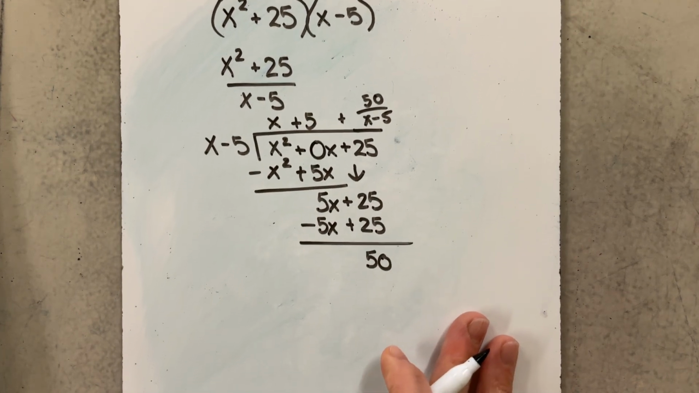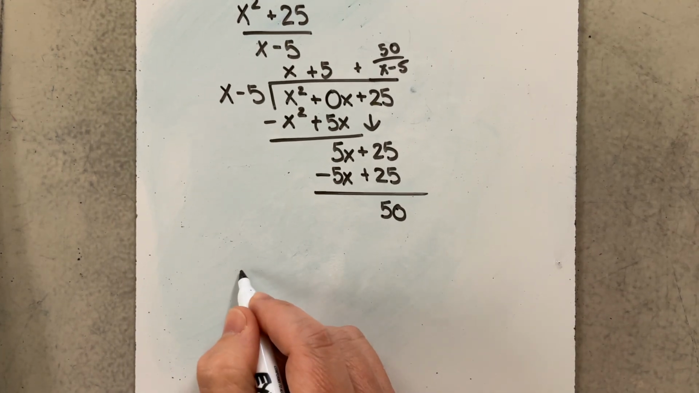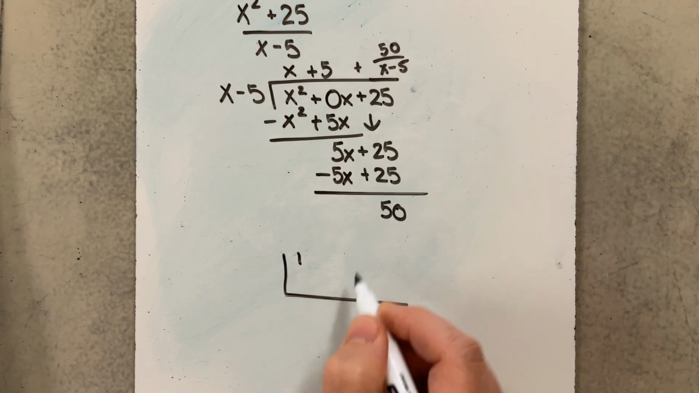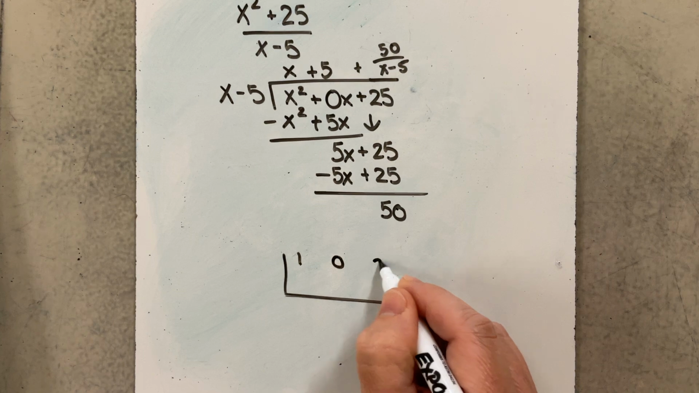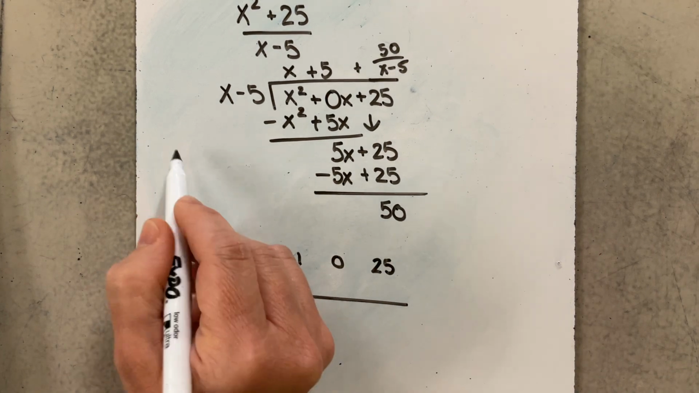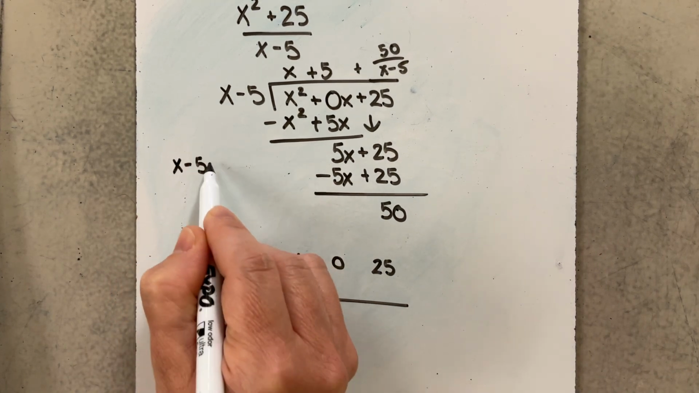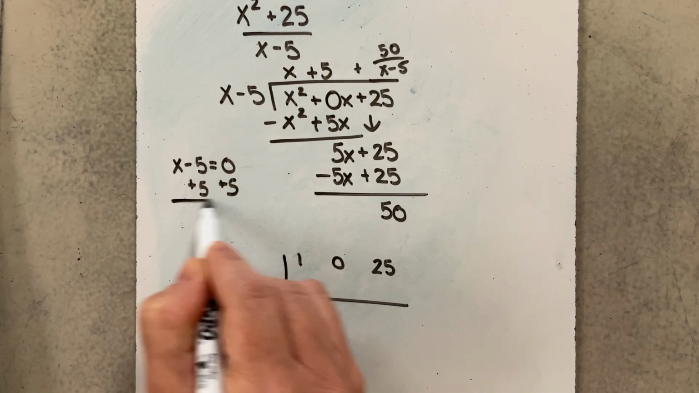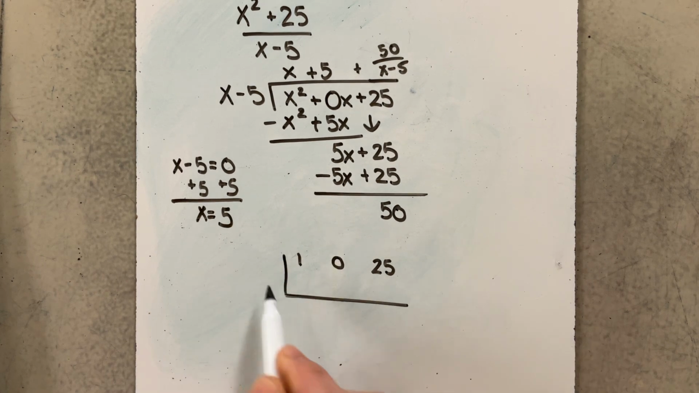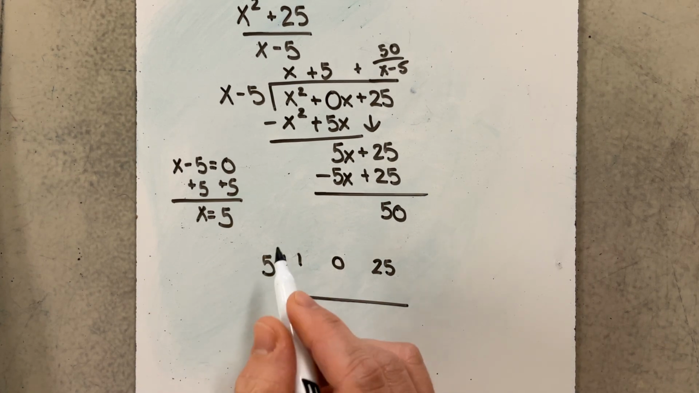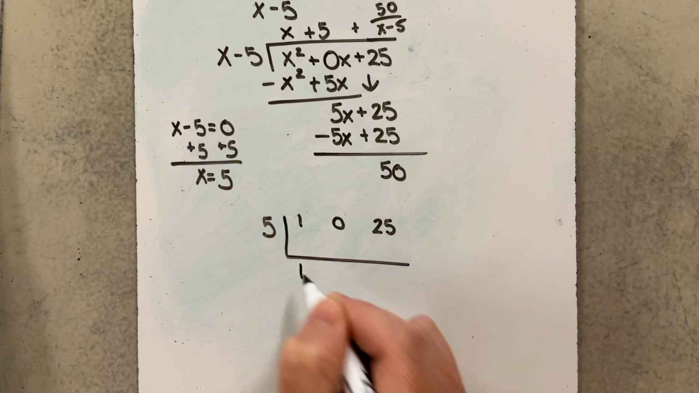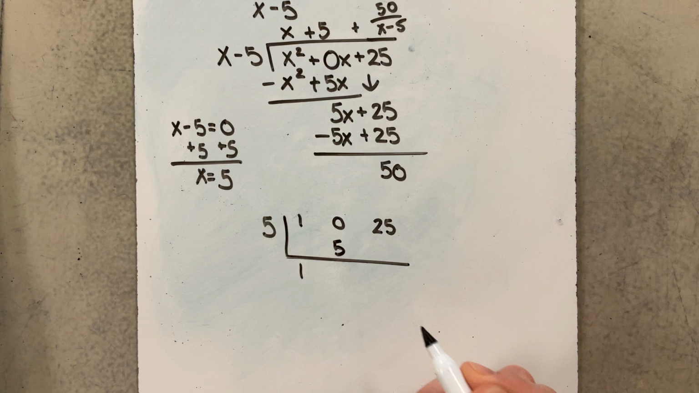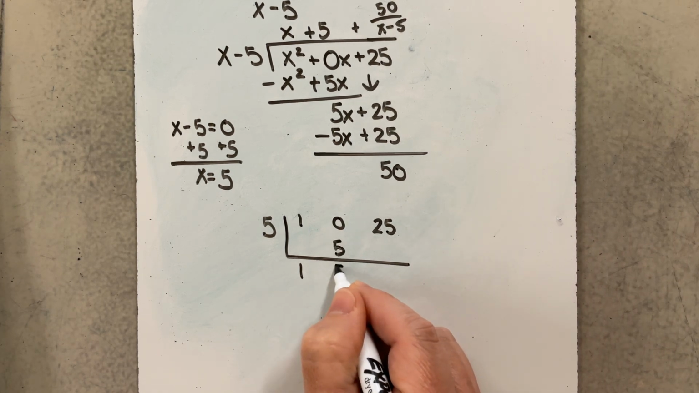You can also do it with synthetic division. So we have a 1, a 0, and a 25. We have x minus 5 equals 0. We're going to solve this, and I get that x equals 5. So that is going to be my divisor. We always bring the 1 down first. Now I'm going to multiply. So 5 times 1 is 5. 0 plus 5 is 5.